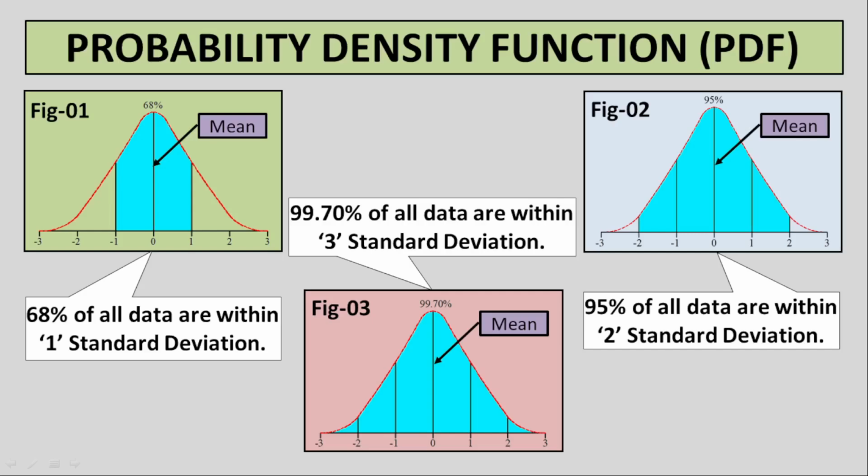mean. This indicates that most of the data points are concentrated within a relatively narrow range around the average. Figure 3 further demonstrates the concept, revealing that 99.7% of the data lies within three standard deviations of the mean. This means that almost all of the observations in the dataset will be within this range.